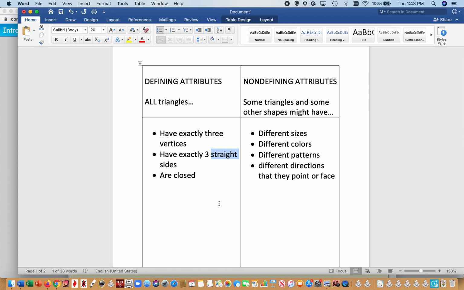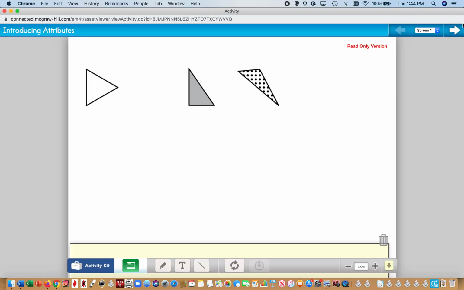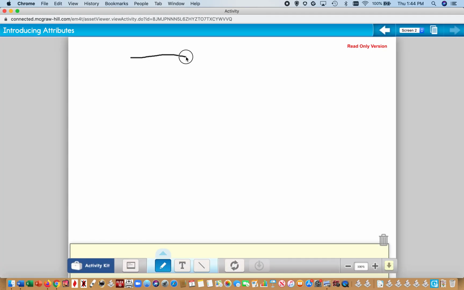So, defining and non-defining attributes are really important because this helps us to figure out what shapes we have and what things belong and do not belong in both of these categories. So we're going to do this one more time with two different shapes, and we're going to take a look at what is defining them and not defining them. So I'm going to go to a new screen, and I'm going to draw two new shapes. We're going to pretend like these sides and lines are straight because it is tricky, as you guys know, to draw on the screen.